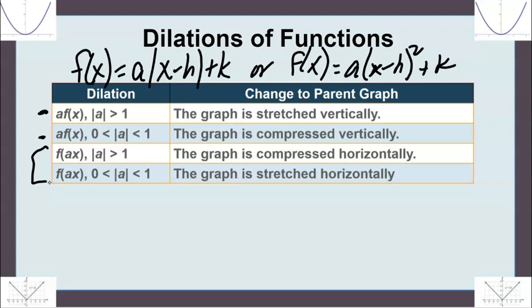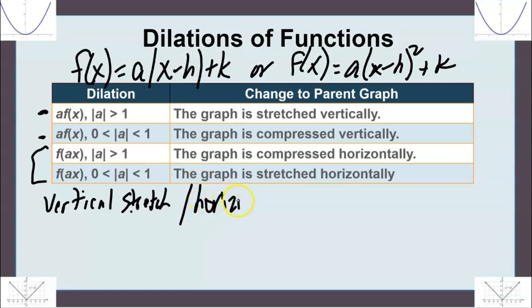Now, the graph of a vertical stretch and a horizontal compression look identical. These are both going to have a's that are greater than 1. The only difference is where the a is located when you write the equation.